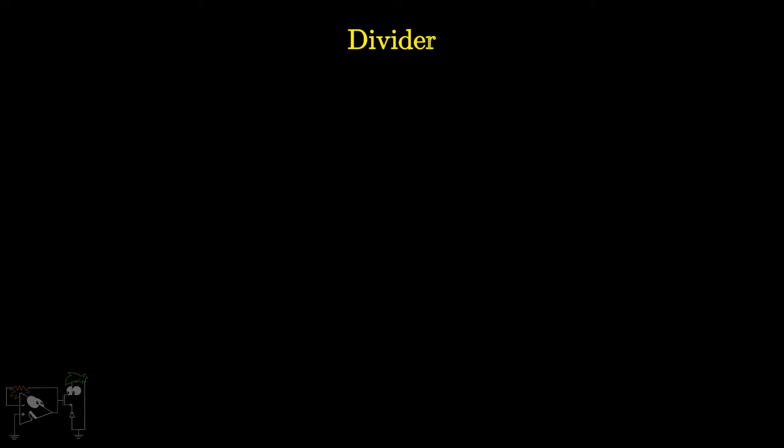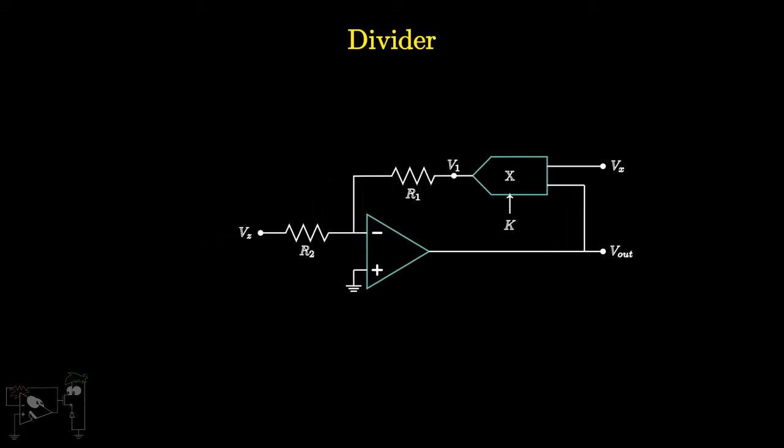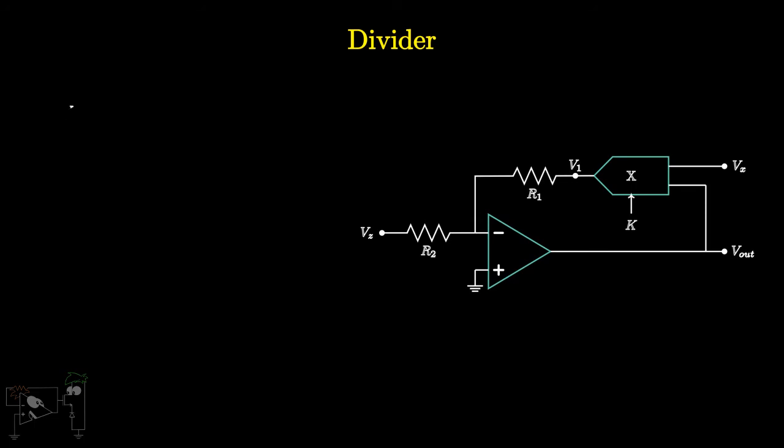We have two signals Vz and Vx and want to see what happens when we divide Vz by Vx. Here Vx should be a non-zero signal. We feed the required output as an input to the multiplier. V1 will be equal to Vout Vx by k.